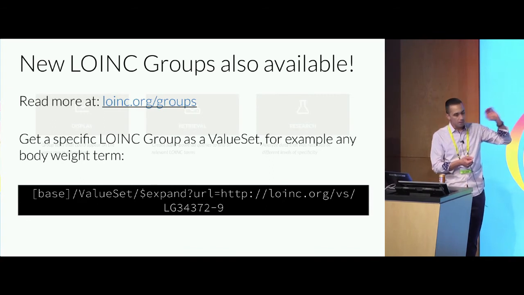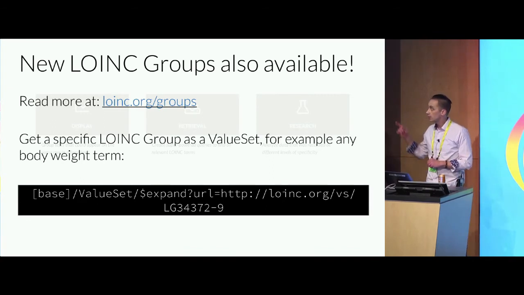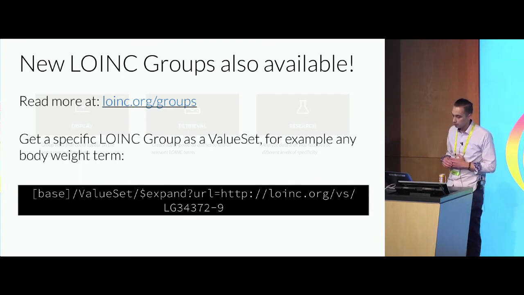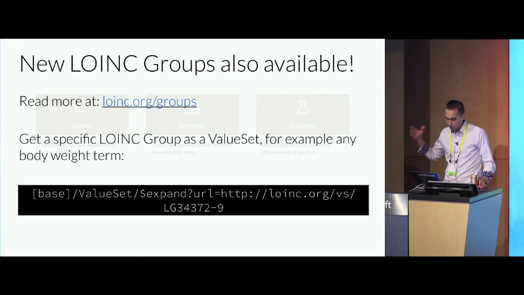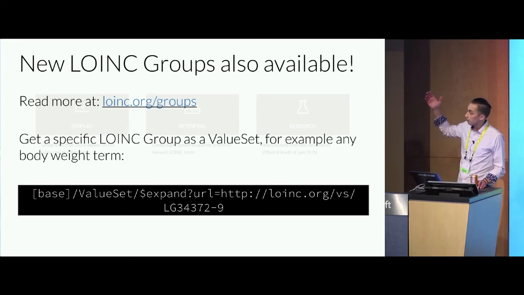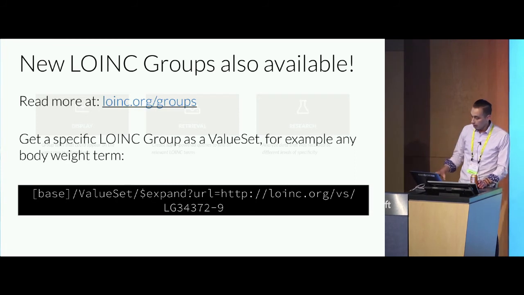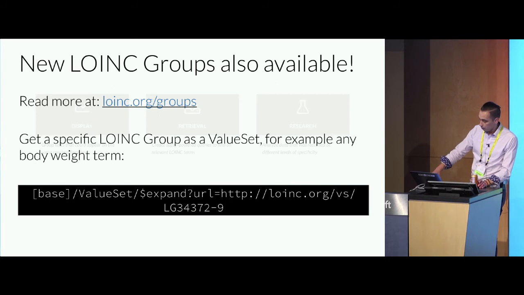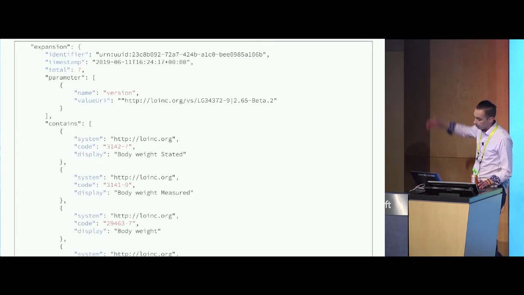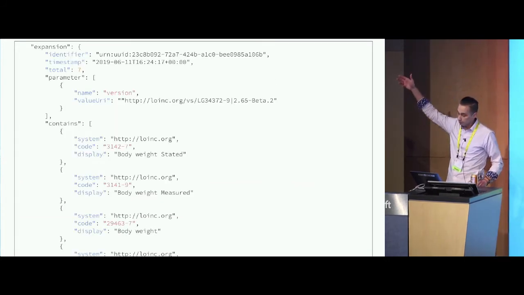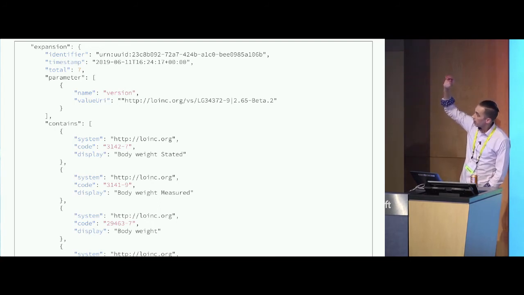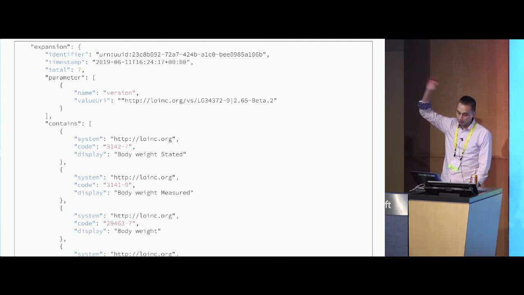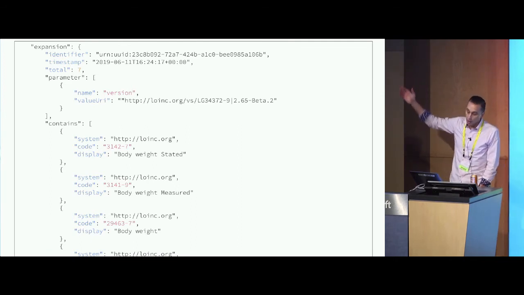But we also make each one of those groups available as value sets that you can query against using the API. So here is an example, the LOINC group that pulls together all of the body weight terms regardless of their method. If you use that LG code, which is part of the identification of the value set, what you get back is the list of LOINC codes that are body weight measurements, whether it was a stated body weight, a measured body weight, or we don't know what it was.